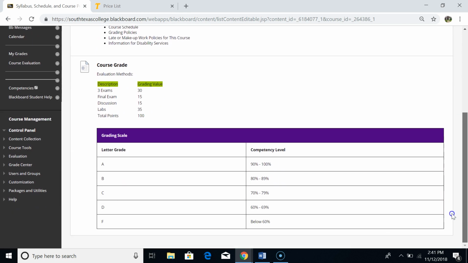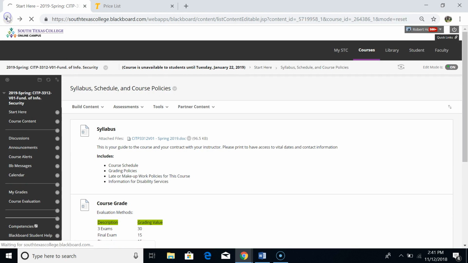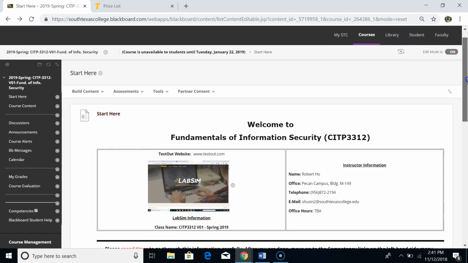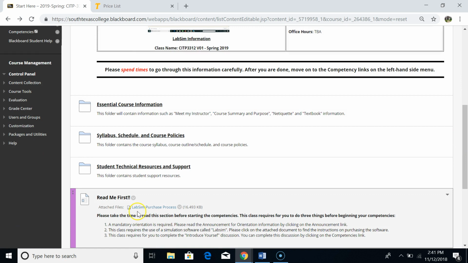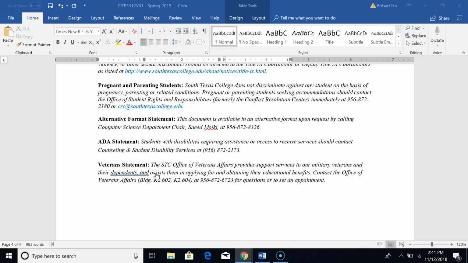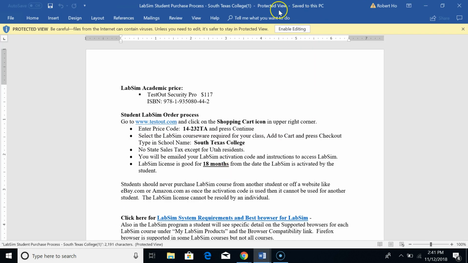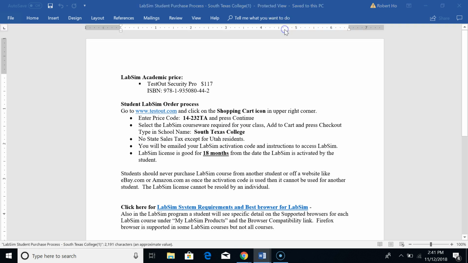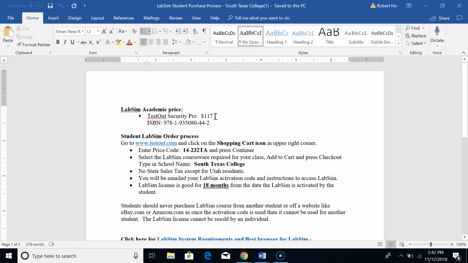I have an information sheet about test out. Alright, since I don't have it right now. Oh, here we go. Read me first here. Read me first. Lapsim purchases. I will attach, well, I actually already attached the information about how to purchase the Lapsim and the process of registering the SIMnet, the Lapsim, the purchase of Lapsim, so you can get it at a discount price.